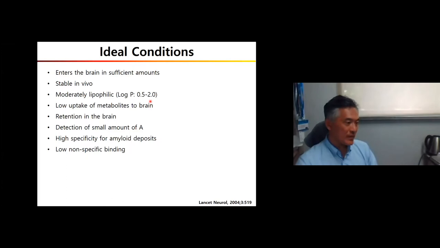Also, there should be low uptake of metabolites in the brain. After degradation of the radiolabeled part, the metabolites should easily pass out of the brain, so that will increase the signal to noise ratio. Proper retention time in the brain is very important. And also high specific activity, high specificity to the amyloid deposition, and low non-specific binding are very important.